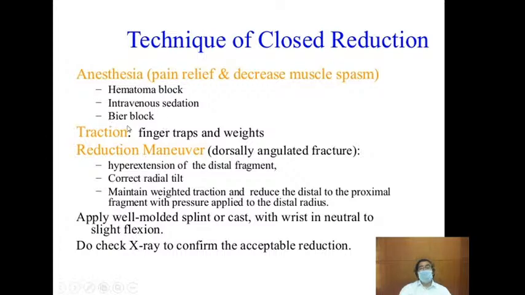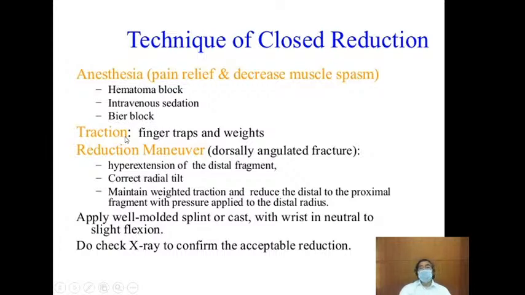There is something called a Bier's block or intravenous regional anesthesia. Bier's block is a type of regional anesthesia where you tie two BP cuffs to the arm and you inject intravenously this local anesthetic, xylocaine only, and you see to it that it won't go into the systemic circulation. It stays only at the area which is affected and you do your surgery. So this is called a Bier's block.